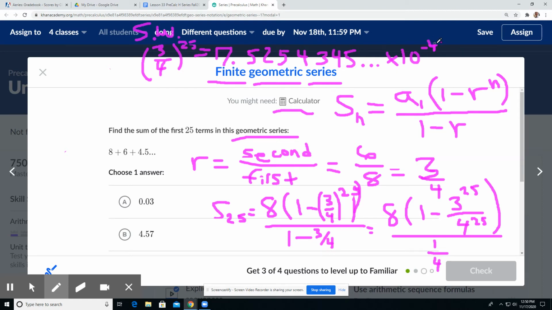Come on. Why won't it let me write? Gee, come on. All right, there we go.